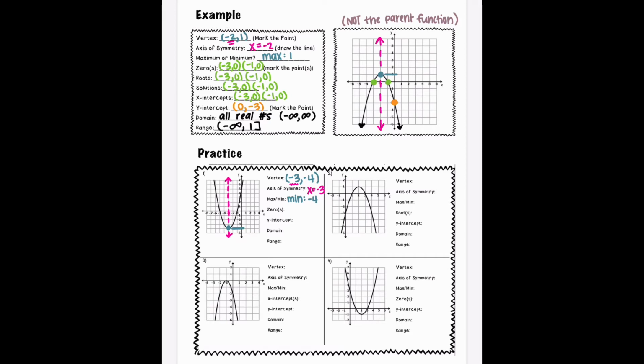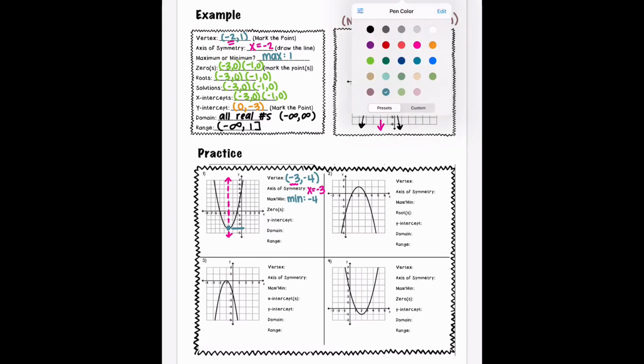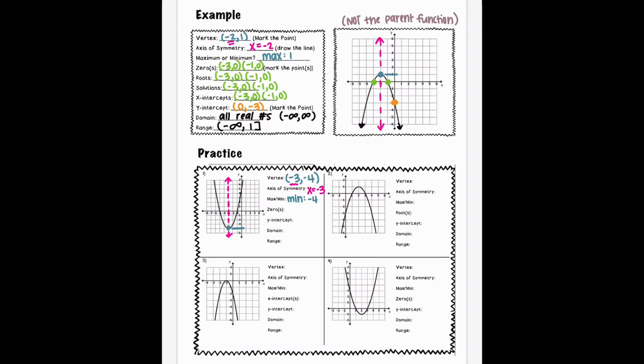For the zeros, roots, solutions, x-intercepts: where does our graph cross the x-axis? That's what the zeros are. So that's at -5 and -1. So instead of writing the points, you can just write, you have zeros at x equals -5 and x equals -1. That's just a different way of writing what the zeros are.